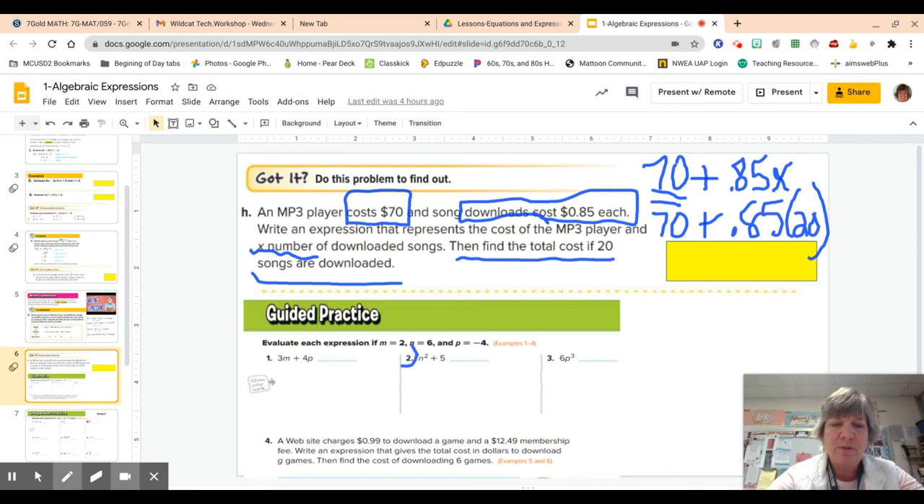Okay, let's look at example 2 and guided practice here. So example 2, we have m equals 2, n equals 6, and p equals negative 4. In this case, I need n squared, which is 6 squared, plus 5. Solve that problem for me, please.